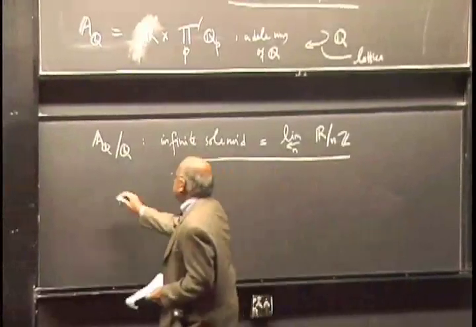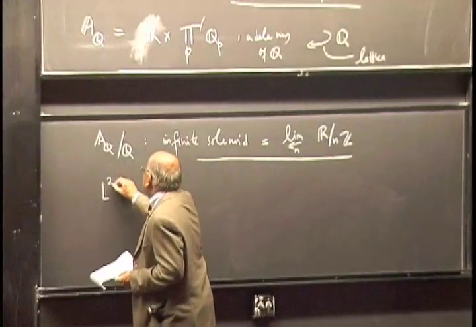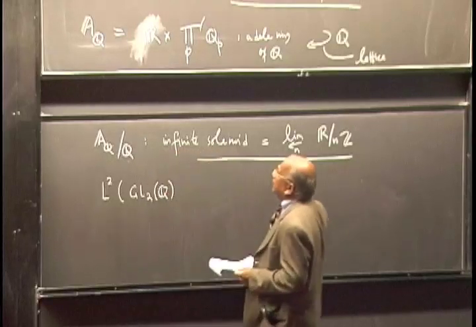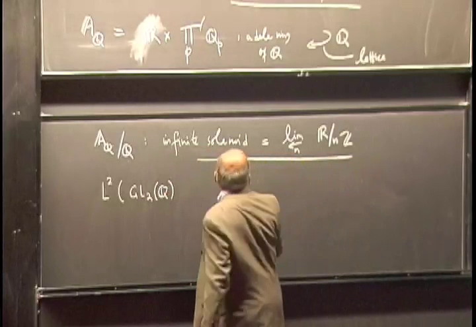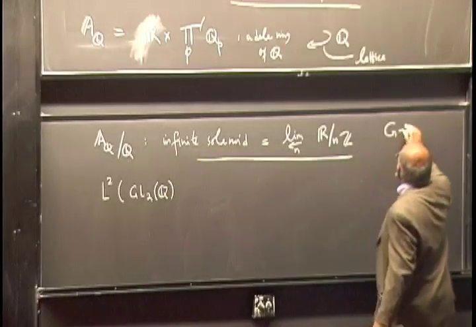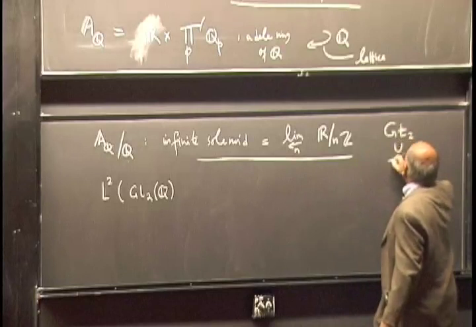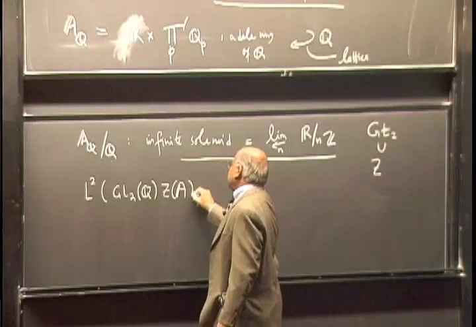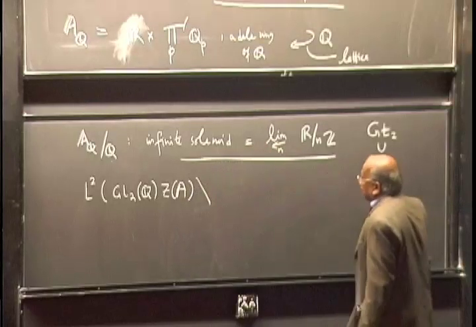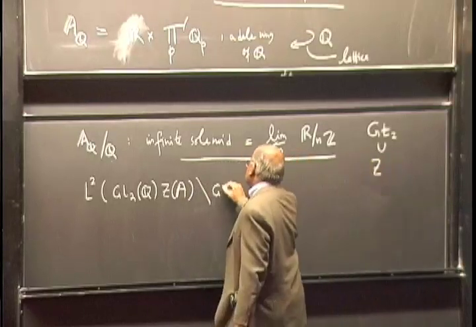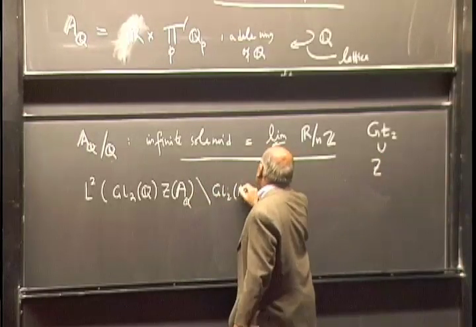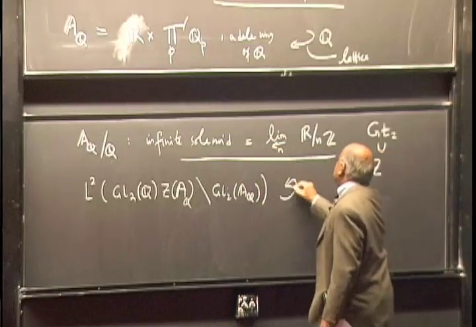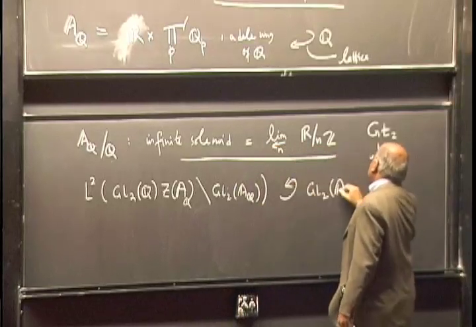So what one does is look at L2 of, in this case, GL2(Q). So let me, for simplicity, take GL2. Of course, you also have the center, the scalar matrices. For simplicity, I will look at the case of character 1, and take GL2 of the adeles of Q. And one looks at this, and the GL2 of the adeles acts by right translation here.